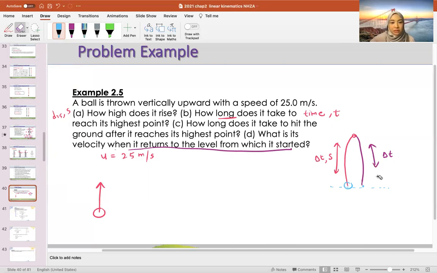We can use kinematics. So if I know what my u is, do I know what my v is in this case? Do I know what my v is? Yes. What is?